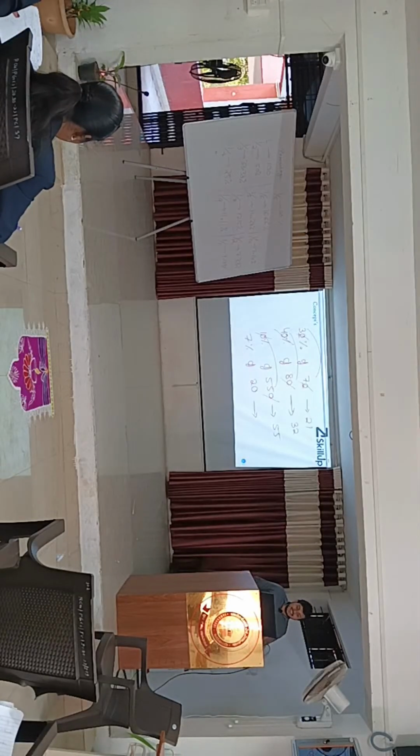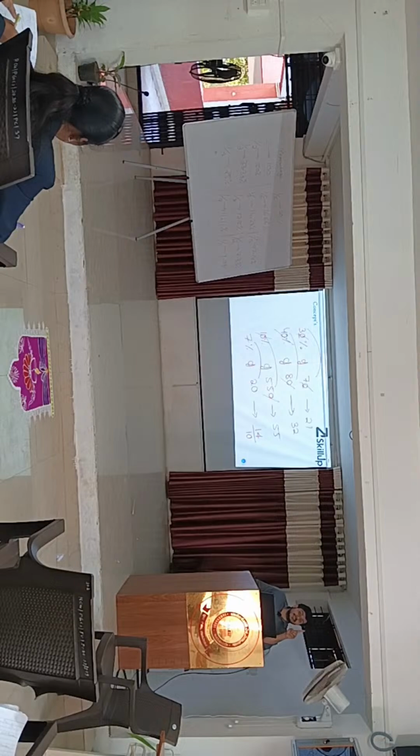7% of 20. There is nothing here, 1 0, that's all. 7 2s are 14. But again that should be divided by 10, because a 1 0 is missing. So that is how much? 1.4.